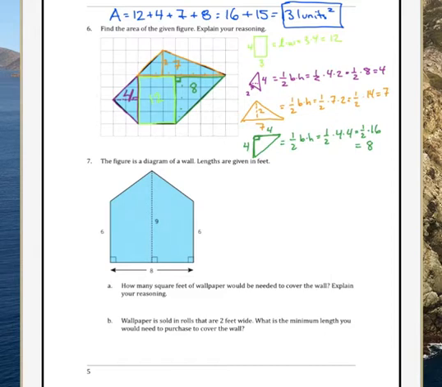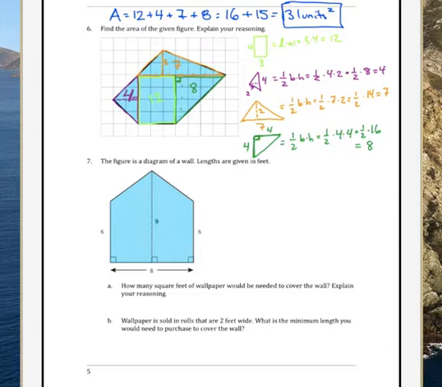So we've got this diagram of a wall, and the lengths are all given in feet. And we want to know, first of all, how many square feet of wallpaper would be needed to cover the wall. So basically, if we're looking to cover the wall in something like wallpaper or paint or anything like that, we're looking for the area of that wall. So we need the area of this.